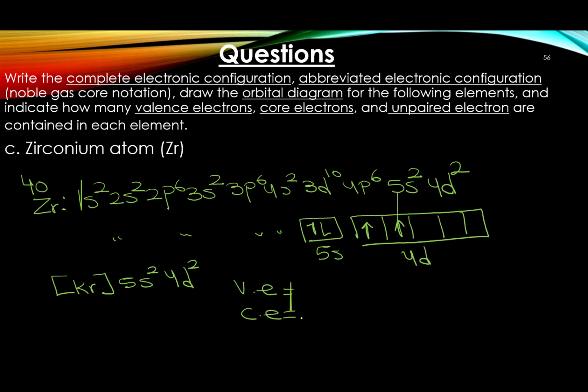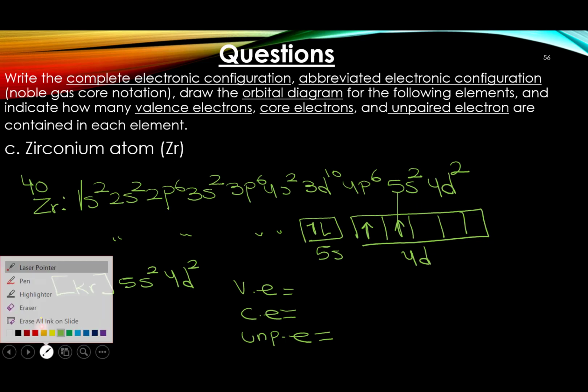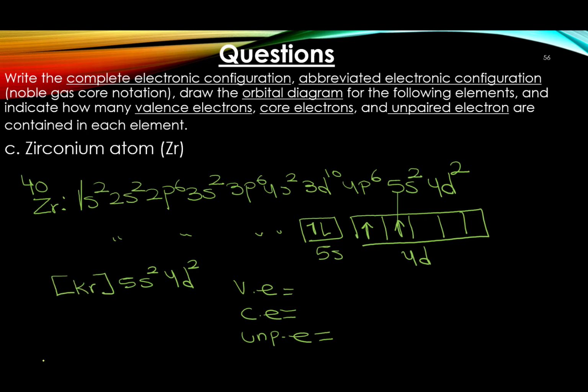core electrons, and unpaired electrons does this element have? Then for the valence electron, you're going to look at the highest principal energy level. We have 1, 2, 3, 4, 3, 4, 5, 4. Which one is the highest? 5 is the highest, as you could see here. Then 5 is our valence shell.